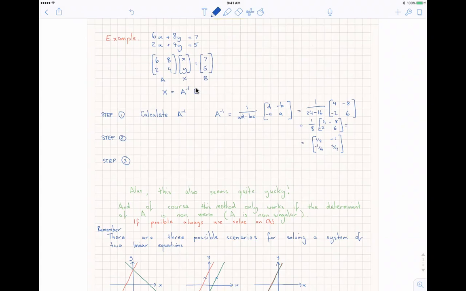So now that I have my inverse matrix, the next step is to multiply A inverse times B. Make sure that you have the order correct. So we've got 1/2, minus 1, minus 1/4, 3/4, and we're going to multiply that by B, which is 7, 5. Now you could do that in your head or you could do it on your CAS.